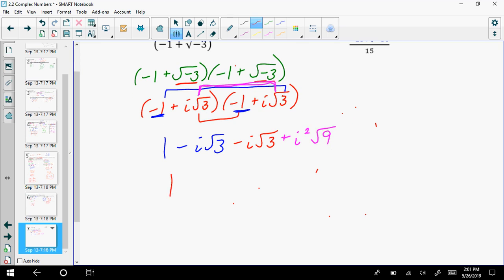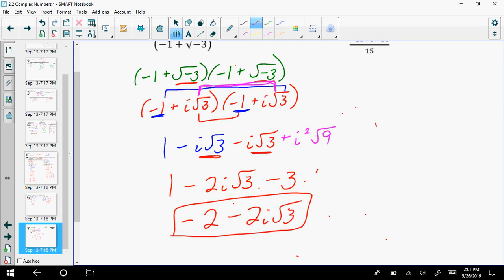I have my 1. I can combine those together because they are like terms. So if I have -1 of them and -1 of them, I have -2i square root 3. And this back guy here, let's see if we can do this at once. We know i squared is -1, and I know square root 9 is 3. So that becomes -3. So if I combine like terms, 1 minus 3, I get -2 minus 2i square root 3.